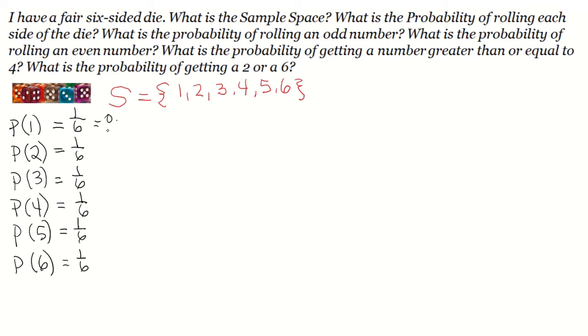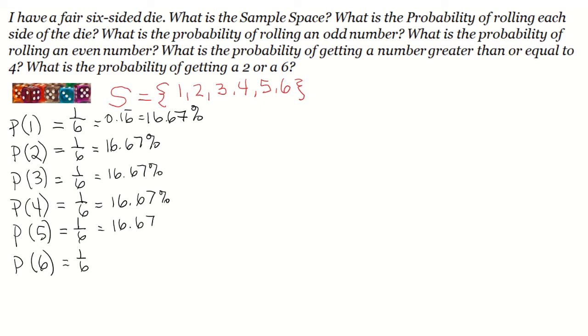So that's going to be 0.16 recurring, which is 16.67%. So each of these sides has a 16.67% chance of occurring when I roll my dice. So whenever you have a sample space and each item has an equal likelihood of occurring, then that means that the probability of each of your events are all going to be exactly the same.